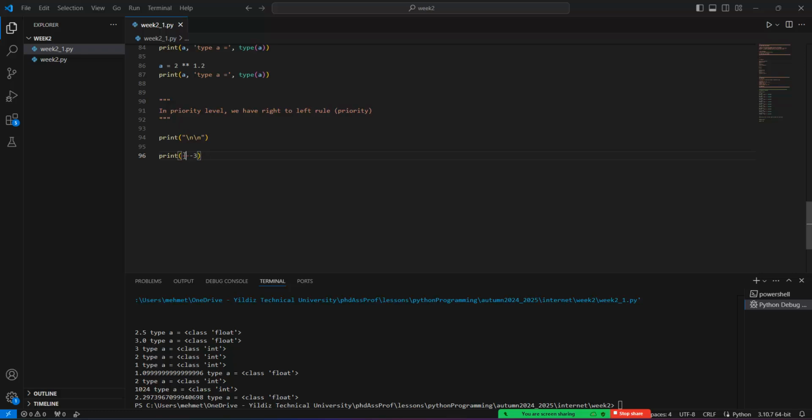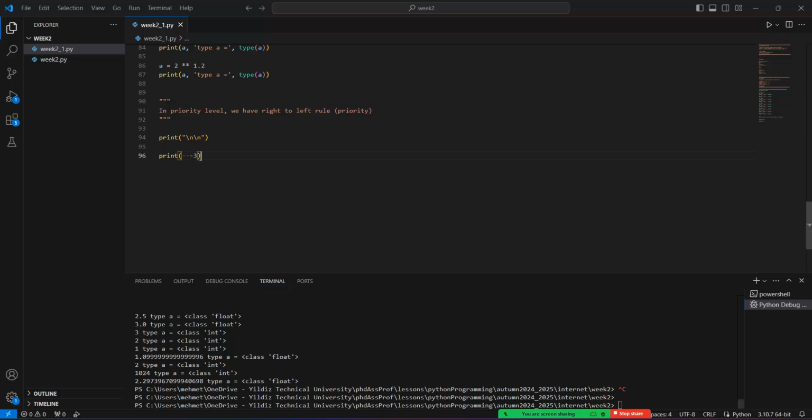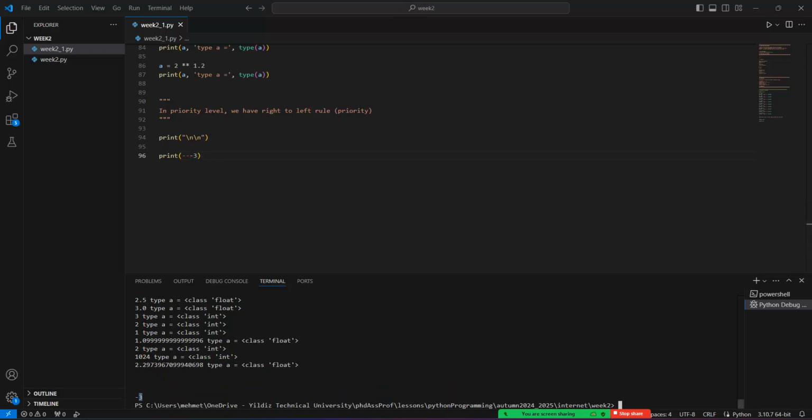In this case, we have the minus and minus. The 2 minus removes these terms, and so we will get the minus 3, just like this one. See? Minus 3.